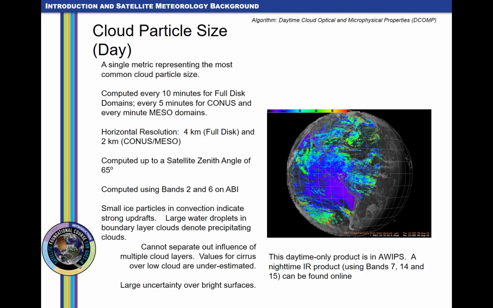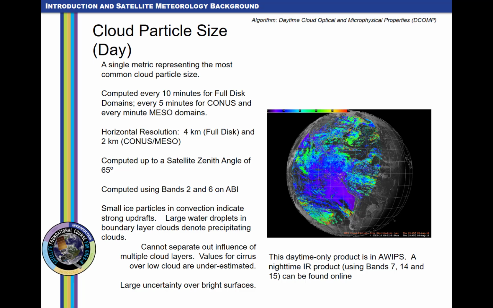Cloud particle size considers all pixels identified as a cloud by the cloud mask. Cloud particle size represents the cloud droplet distribution, and it's a baseline product. This daytime-only product is computed for every full disk, CONUS, and meso image. The full disk product has 4 km resolution, and the CONUS and meso domains have 2 km resolution.